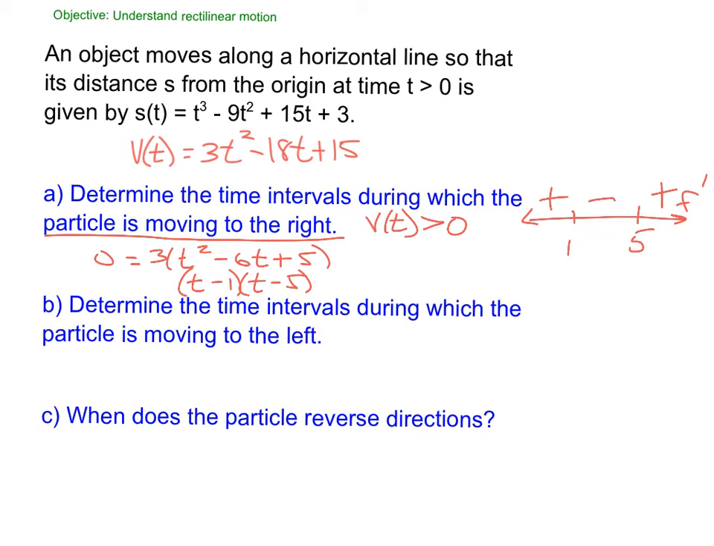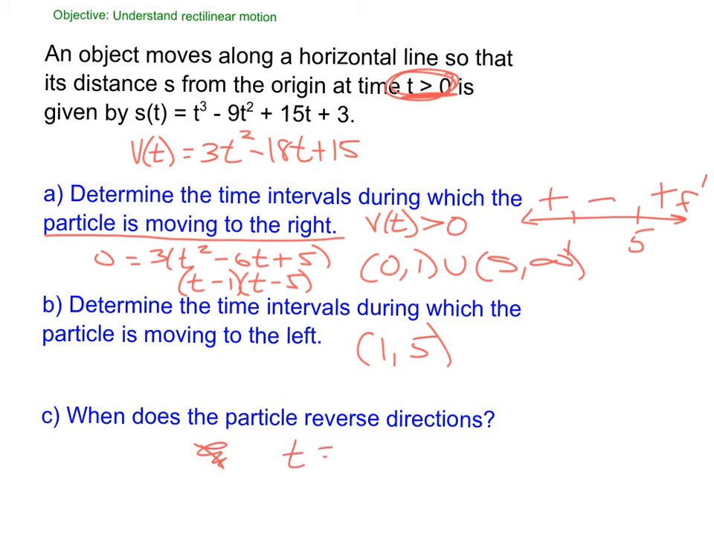That's also positive. But remember, we always have to be greater than 0, and it tells us that in the problem. So moving to the right, that's where velocity is positive, so 0 to 1, and then 5 to infinity. Moving to the left, 1 to 5. When does the particle reverse direction? Well, that's just at our critical numbers. T equals 1 and t equals 5, right? Before t equals 1, we're moving to the right, then we move left, then we move right again.